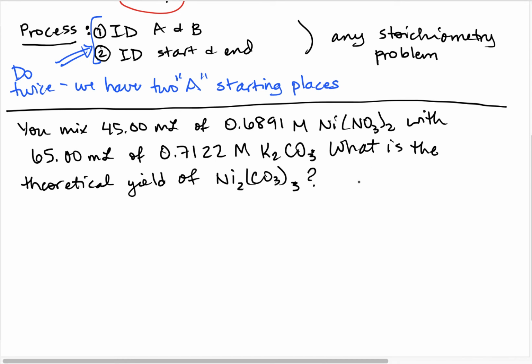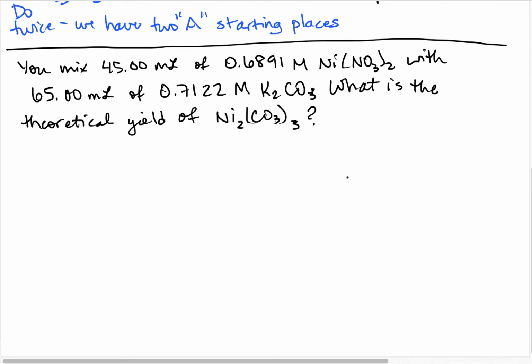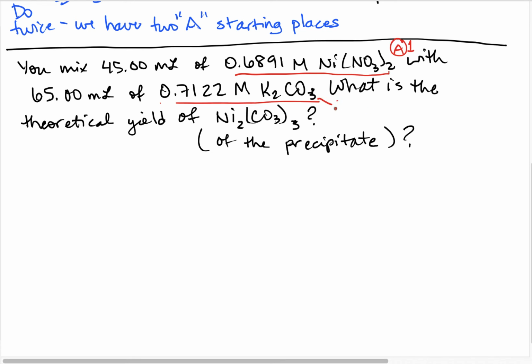The other way we could write this to make it even more interesting, challenging, to hit more skills would be to say, what is the theoretical yield of the precipitate? And the reason why this would be more challenging is that you also have to write the balanced equation. So let's go ahead and start with that. We can see what our two reactants are. So this is one of our A values, and this is another A value.